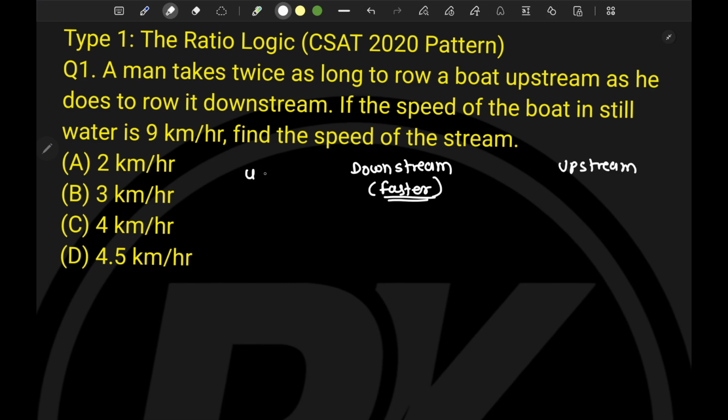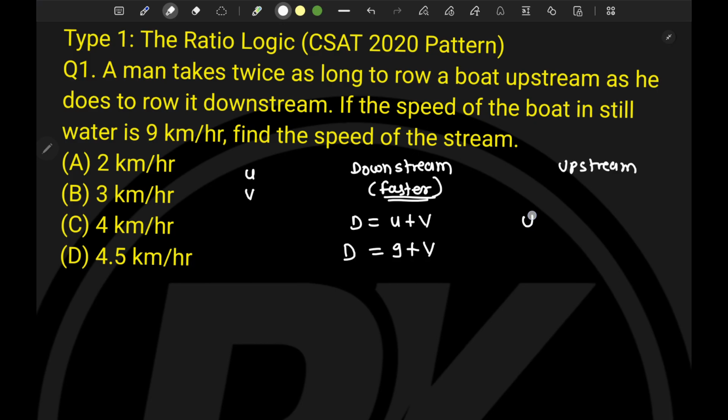So u is the speed of the boat in still water, v is the speed of the stream, so let's put those things here. For downstream it will be faster, right? Hence u plus v. Here u is given, right? The u value is given as 9, and v we have to find out.